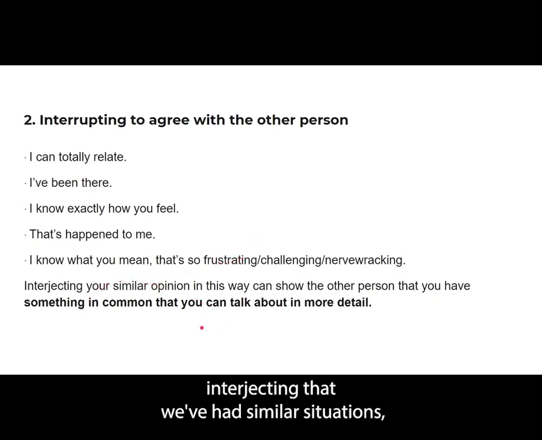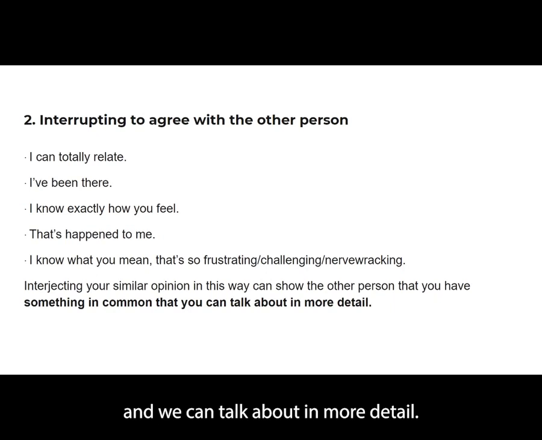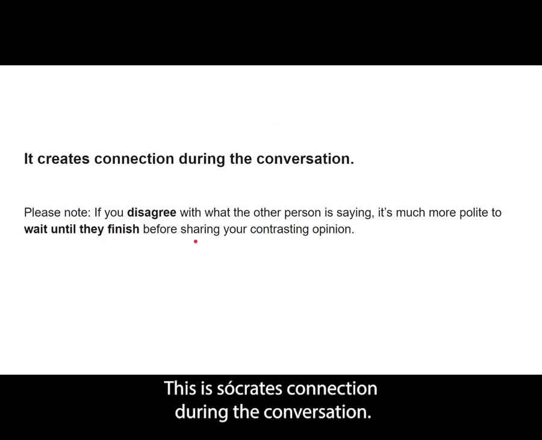So interjecting that we've had similar situations, similar experiences, shows that we have something in common with the other person, and we can talk about it in more detail. And the important thing about this is it creates connection during the conversation.